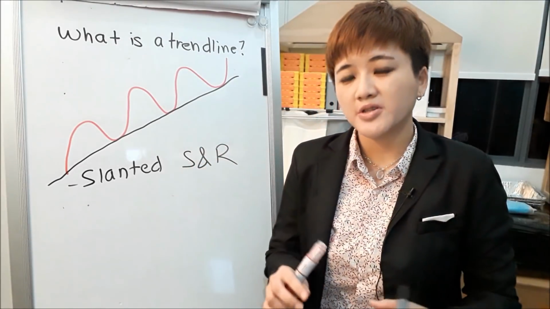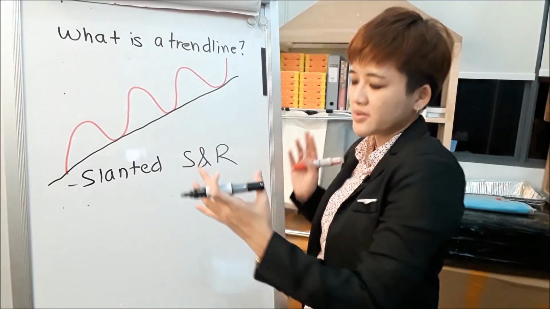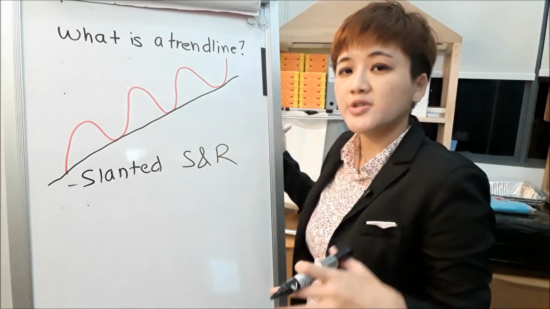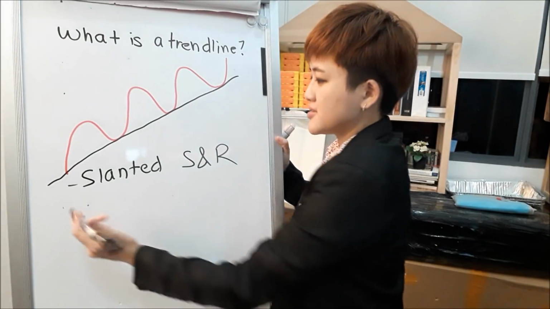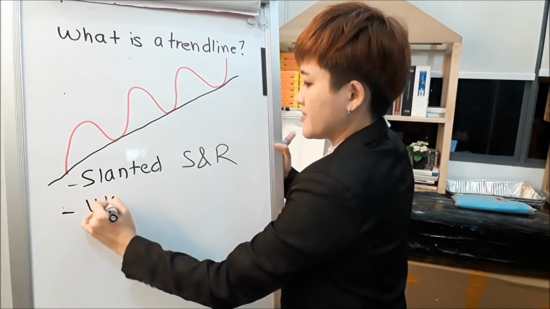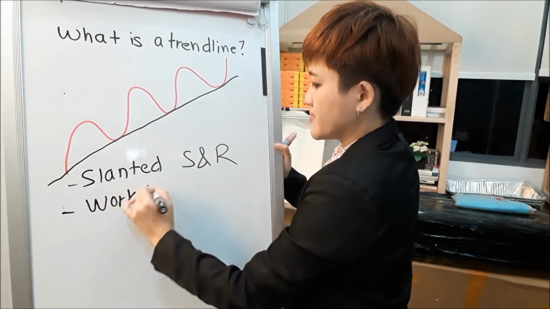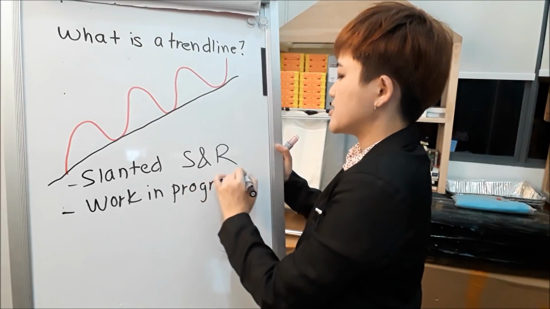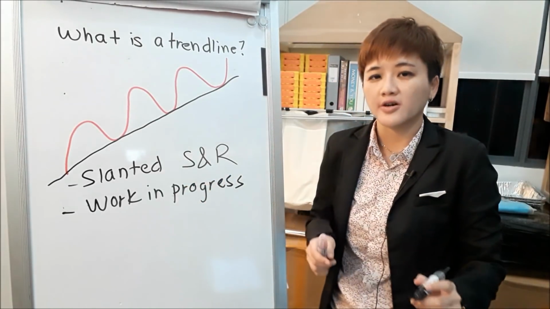Also something a little bit different as compared to the normal support resistance is that as the trend progresses, you need to constantly adjust it. So it is a work in progress until the trendline is confirmed.